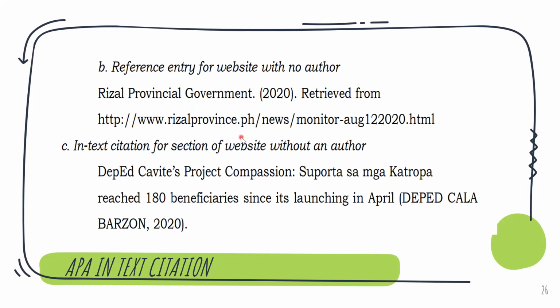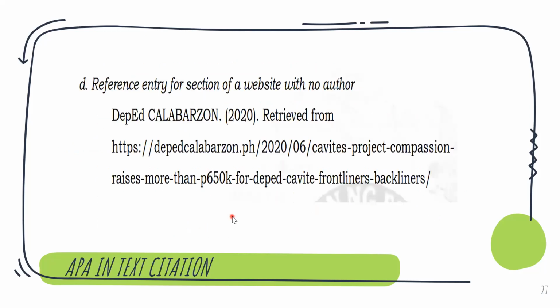Okay, and here is another in-text citation from a section of a website without an author. For example, DepEd Calabarzon 2020. And letter D, a reference entry for a section of a website with no author. That is our sample.